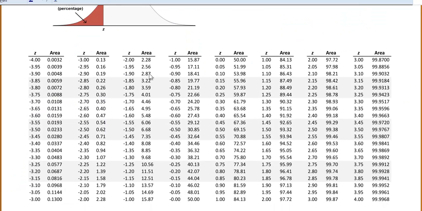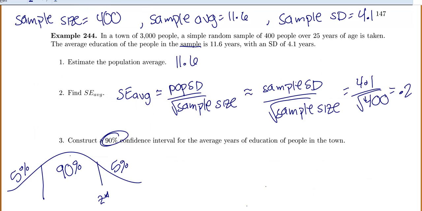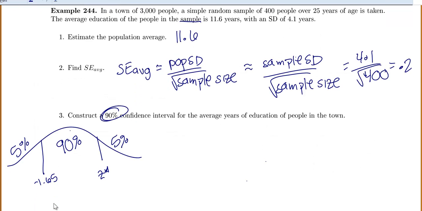So the areas are here in the second columns. 5% to the left, that looks like Z must be negative 1.65. So this is negative 1.65. So my positive value would be z star equals positive 1.65. So z star equals 1.65.